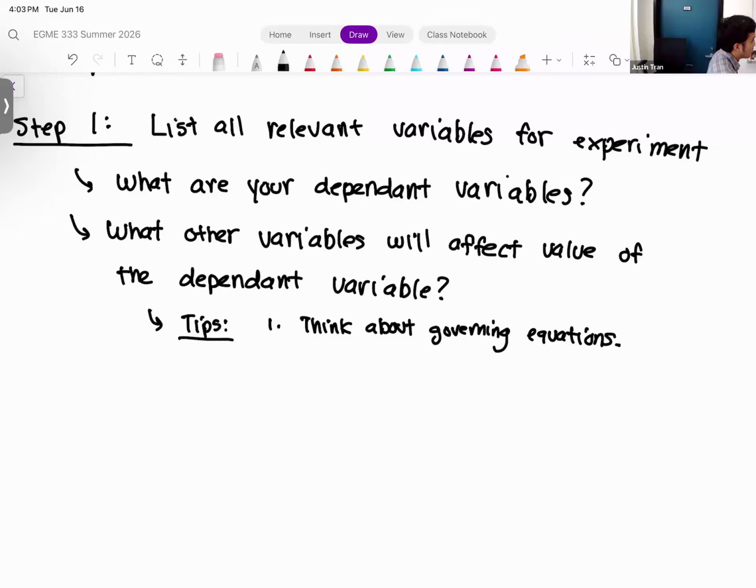A bunch of variables. So if a variable shows up in the governing equation for your phenomenon, that's usually a good idea that you should include that in your dimensional analysis.